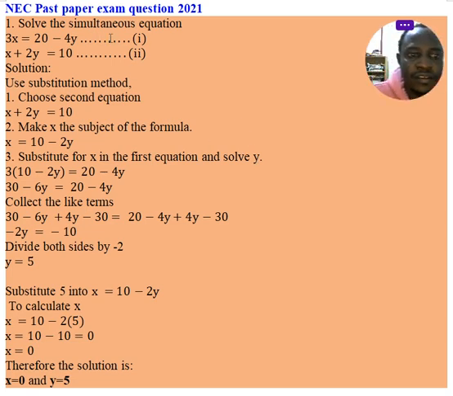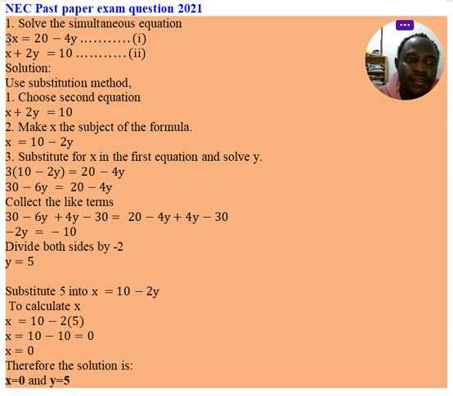Okay, so this is another equation in a past paper 2021. You were asked to solve the simultaneous equations of which the first equation is 3x is equal to 20 minus 4y and x plus 2y is equal to 10. It was like this, okay?